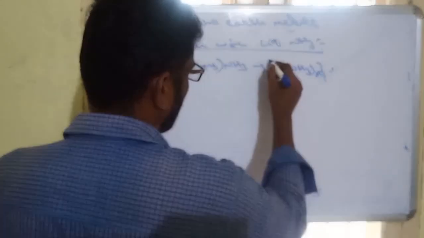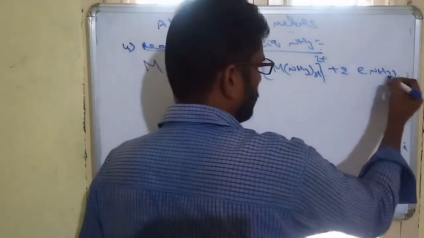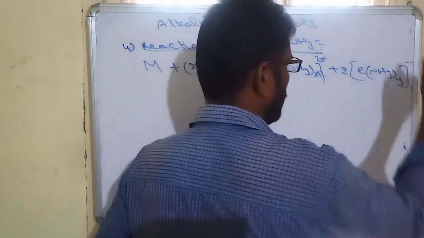M(NH3)x 2+ plus 2 moles of e(NH3)y, where the charge will be minus.